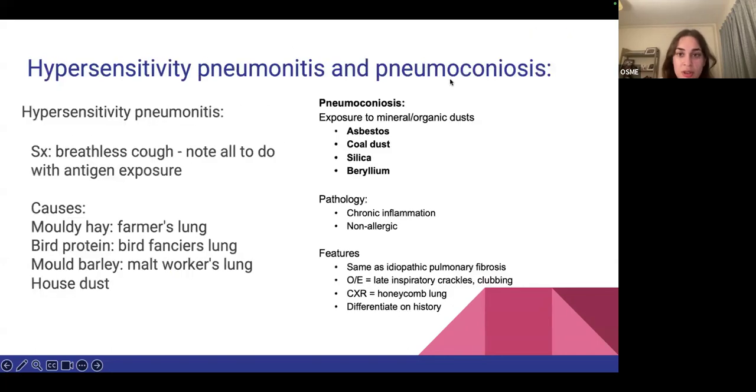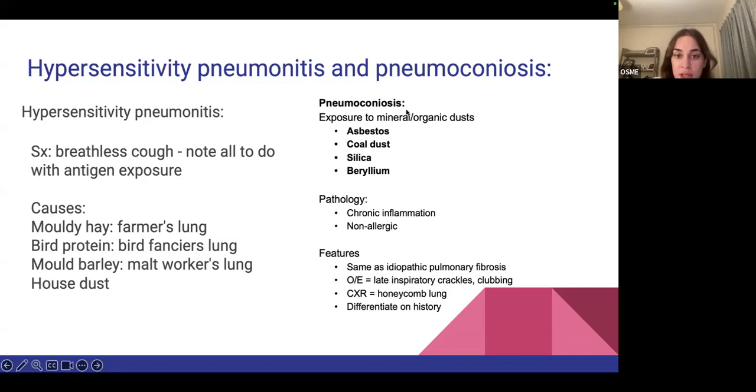Hypersensitivity pneumonitis and pneumoconiosis. I didn't really remember this until now, but they sometimes like asking this as one marker in lab med. It's a breathless cough and it's all to do with allergen exposures. So they might be exposed to things like moldy hay, bird protein, moldy barley, or sometimes it's house dust related. Essentially, the question will be quite leading in this sense because this is quite rare, but they'll say something about a farmer that's been working in a damp region or something.